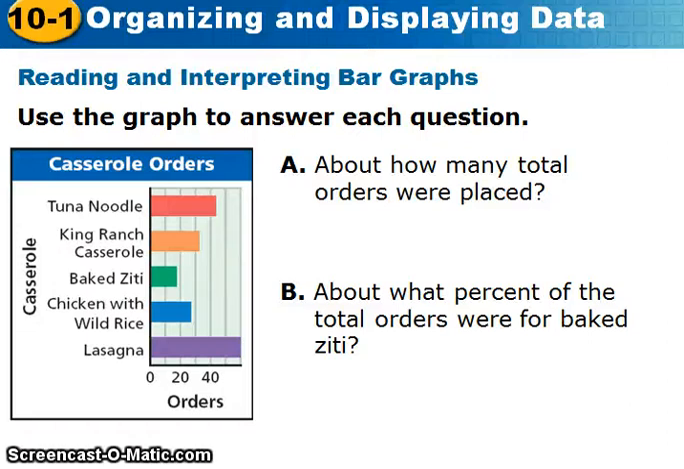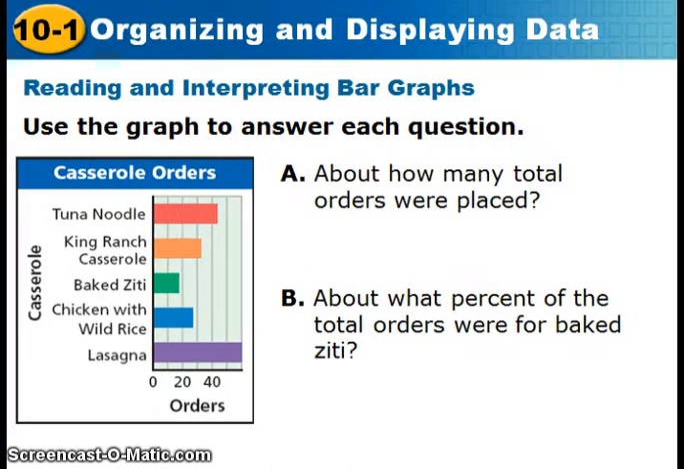Our last chapter, Chapter 10, is all about analyzing data. In this first section, we'll take a look at how to display data using different kinds of graphs and how to answer questions using the information that you see on those different types of graphs. The first type of graph we're going to look at is called a bar graph.